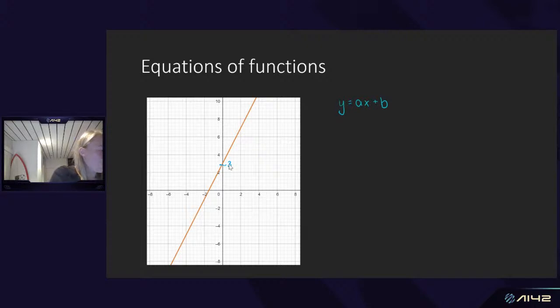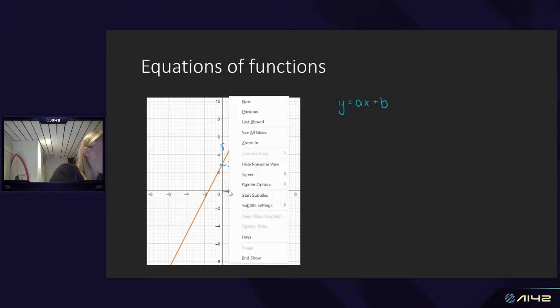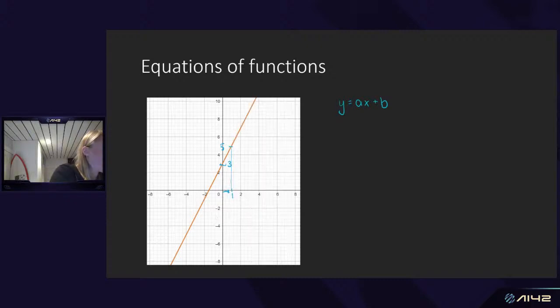So for example, when we go from 0 to number 1 on the x-axis, we find out that the y value pops up to 5. So whenever we take one step on the x-axis, going from 0 to 1, our y value goes from 3 to 5, so it increases by 2.